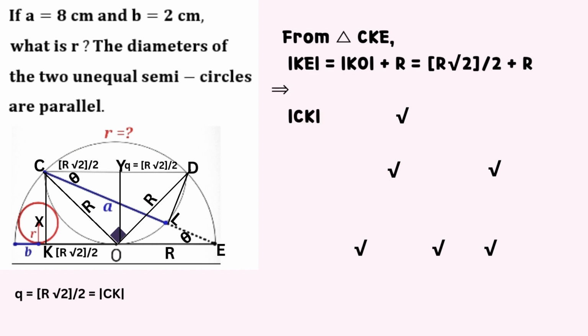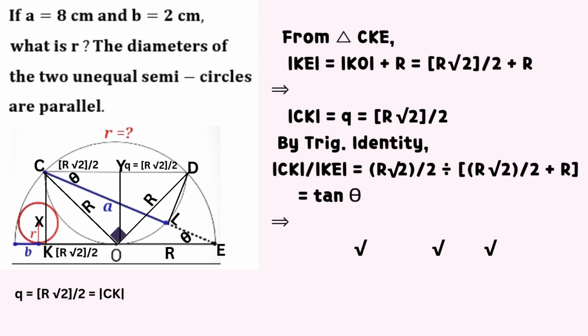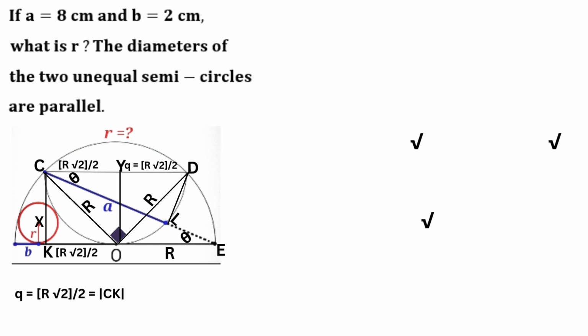From triangle CKE, line KE equals the sum of line KO and R, which equals the sum of half of R times the square root of 2 and R. It implies that line CK equals Q, which is half of R times the square root of 2. By trigonometric identity, line CK divided by line KE equals tan theta. After substitution and simplification of obtained values, it signifies that tan theta equals the square root of 2 minus 1, as shown on the screen.